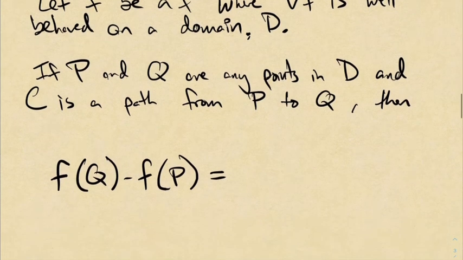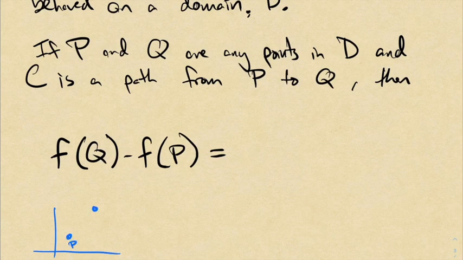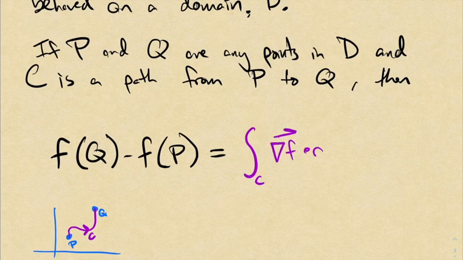So if P and Q are points in this domain, maybe I'll draw a picture here. If P and Q are points in the domain, and C is a path that goes from P to Q, then the difference between the endpoints of that path is a line integral of the gradient of f.